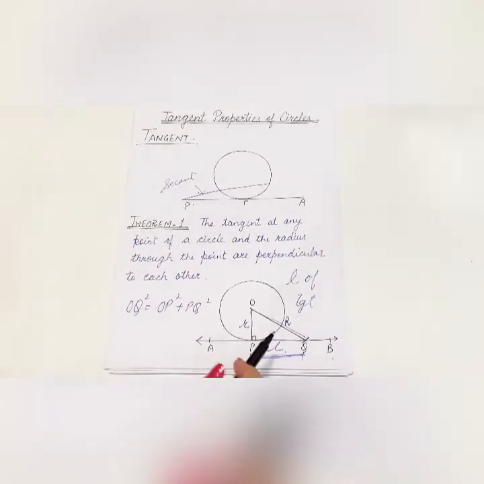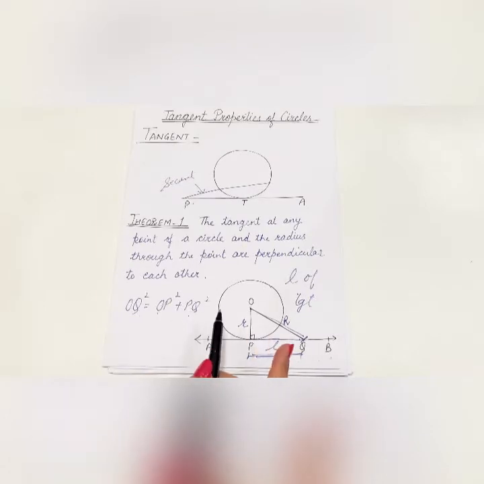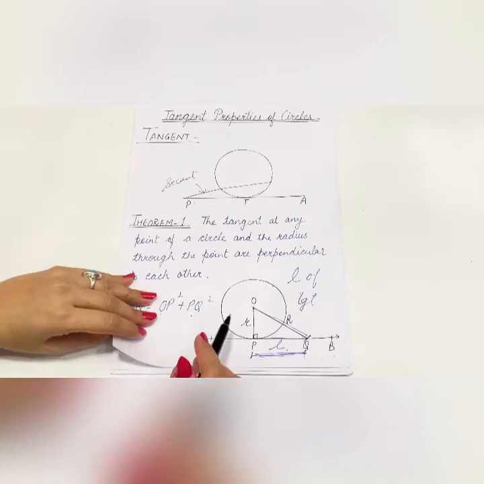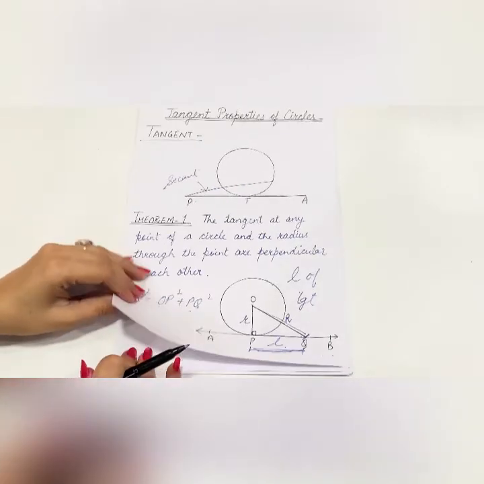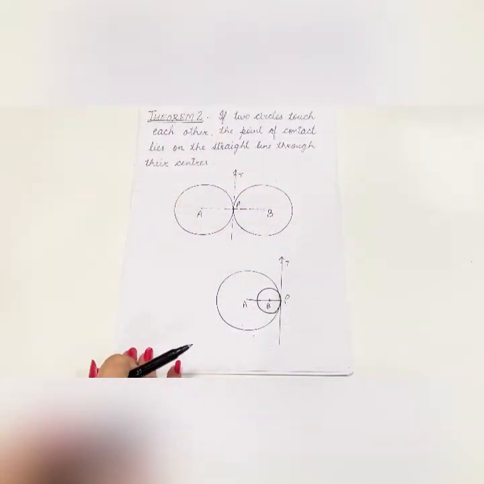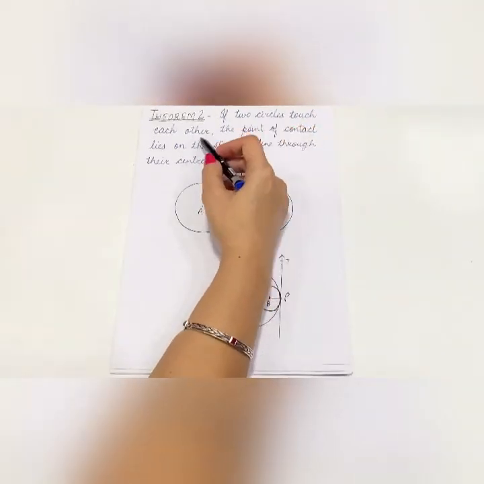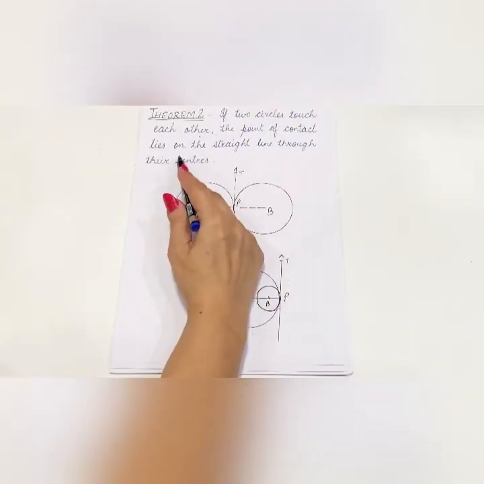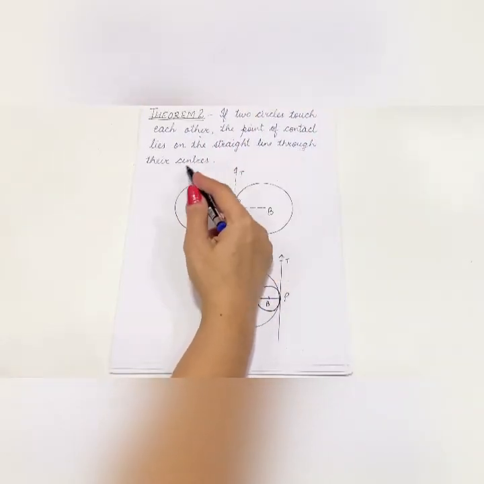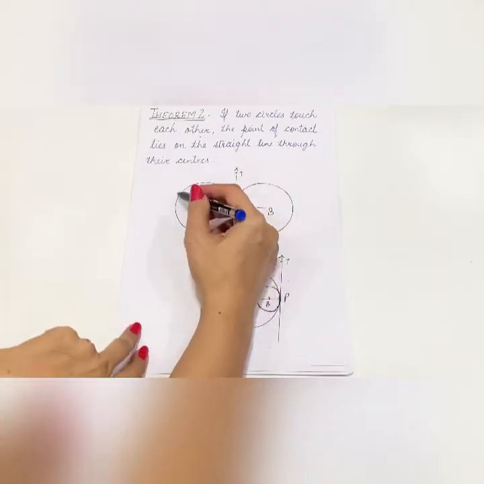So in our questions, out of these three things, two will be given in the question and we have to find the third. For that, we will be applying the Pythagoras theorem. This is the first theorem. Second theorem is, if two circles touch each other, the point of contact lies on the straight line through their centers. We are having two cases.